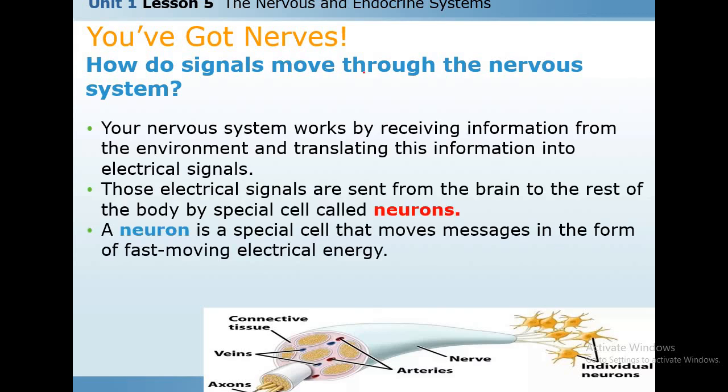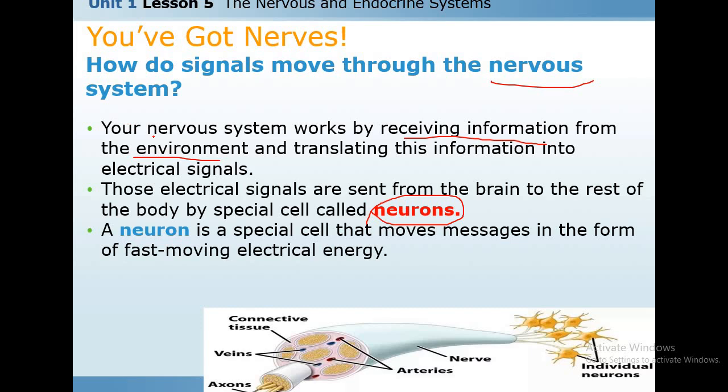How do signals move through the nervous system? How does a signal, or message, or electric message move through the nervous system? Your nervous system works by receiving information from the environment. First, you receive information from the environment and translate this information into electric signals. These electric signals are sent from the brain to the rest of the body by special cells called neurons.